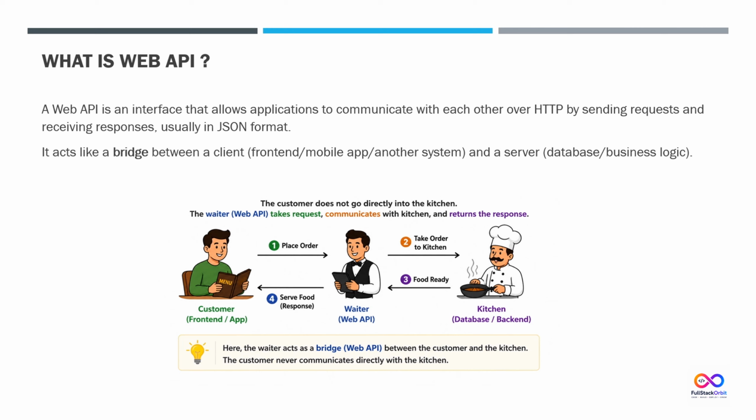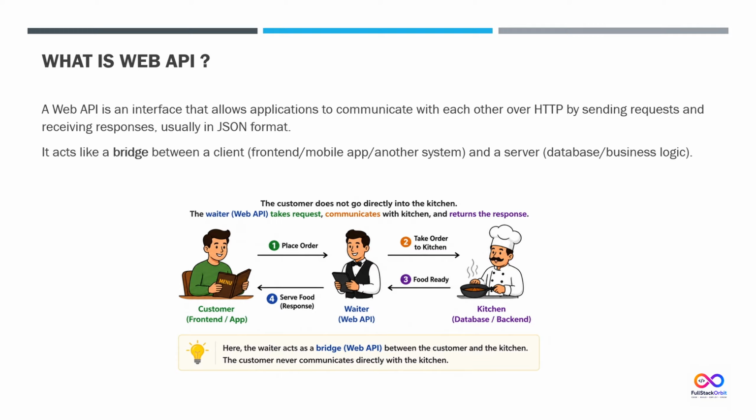Imagine you are sitting in the restaurant as a customer. You do not directly go into the kitchen to prepare food. Instead, you give your order to the waiter. Here, the customer represents the front end or client application. The waiter represents the Web API. The kitchen represents the backend server or database.